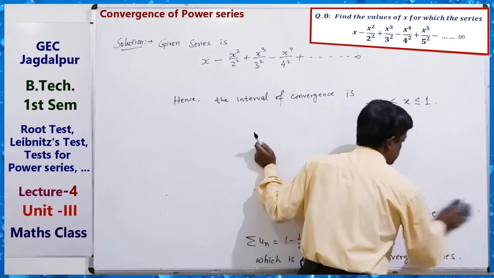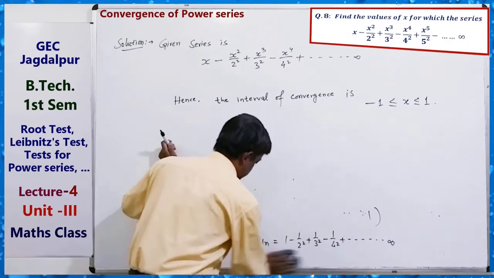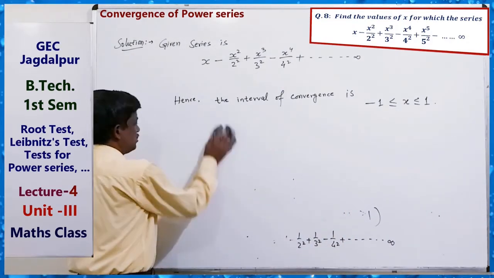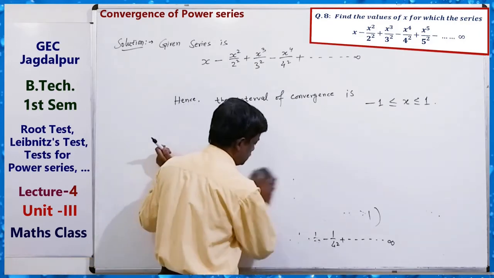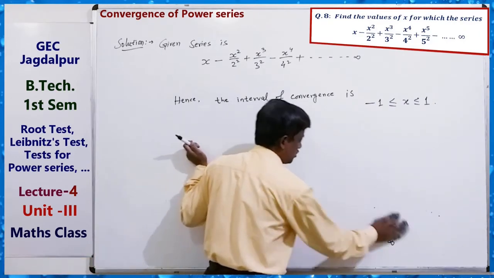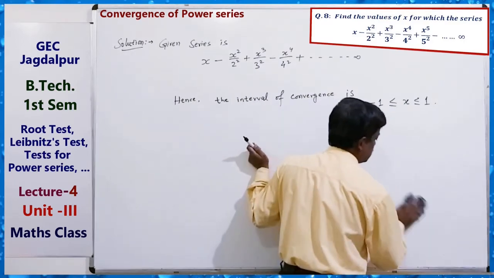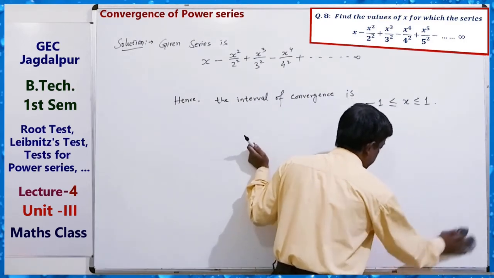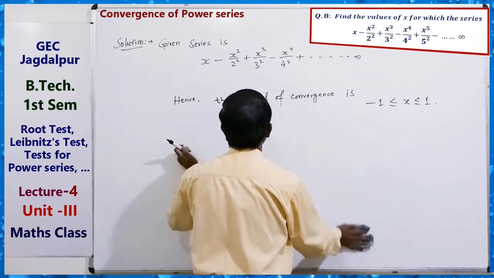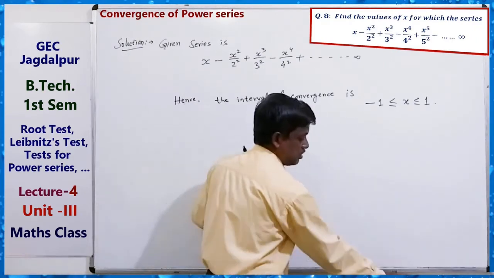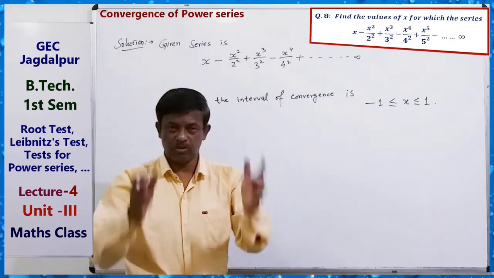Okay. So this is the technique for finding the values of x for which the given alternating series is convergent. For testing whether a power series is convergent or not, that is for finding the interval of convergence of the power series, we can use D'Alembert ratio test with modulus sign.